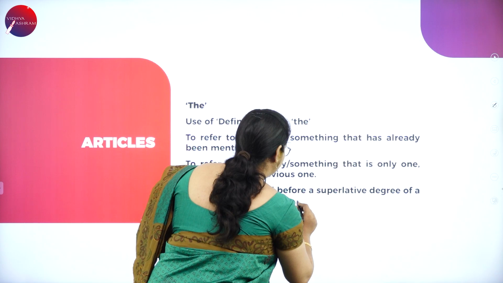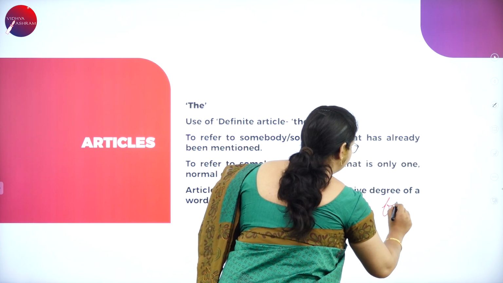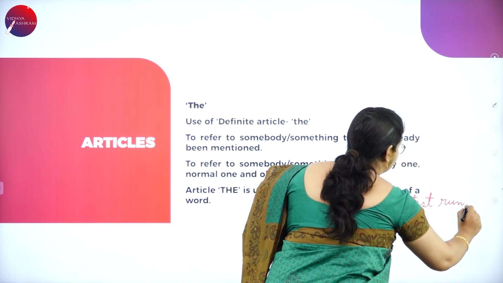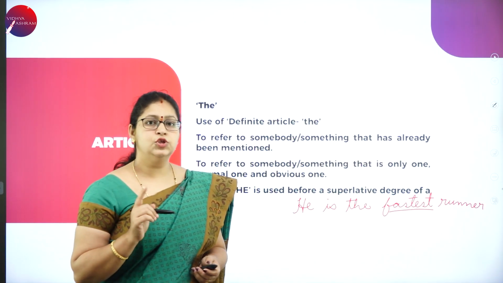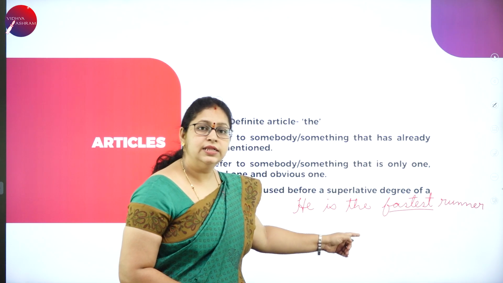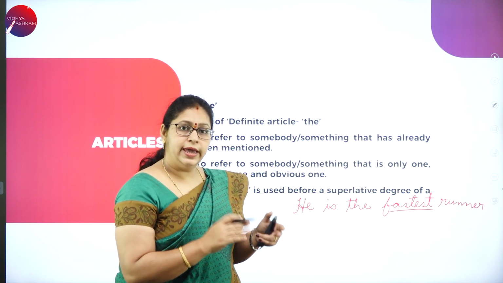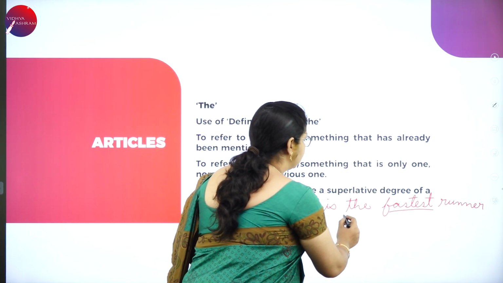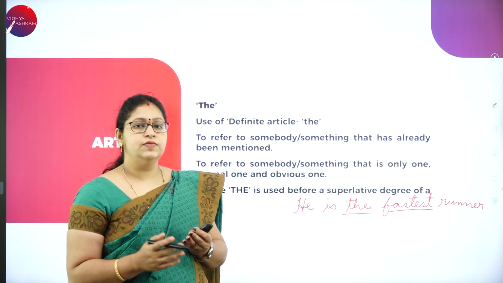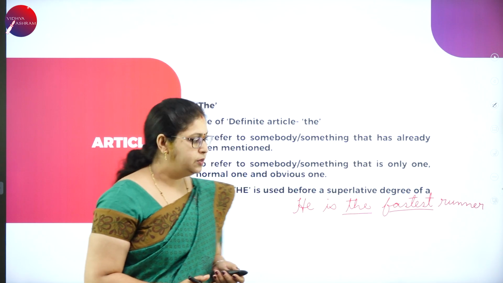Like, fastest is the superlative degree of the word. So before fastest, we are using article the. Okay. We are sure that he is the fastest and he cannot be compared to any other runner. So at that time, we use the article the when we are very sure. We also use it for those which are only one, the earth, the sun, as I gave you the examples.